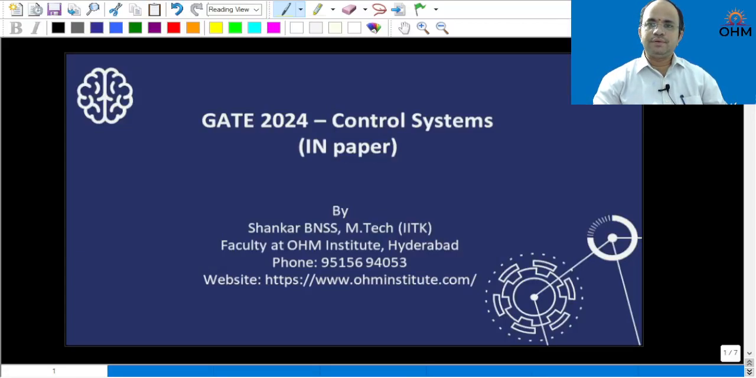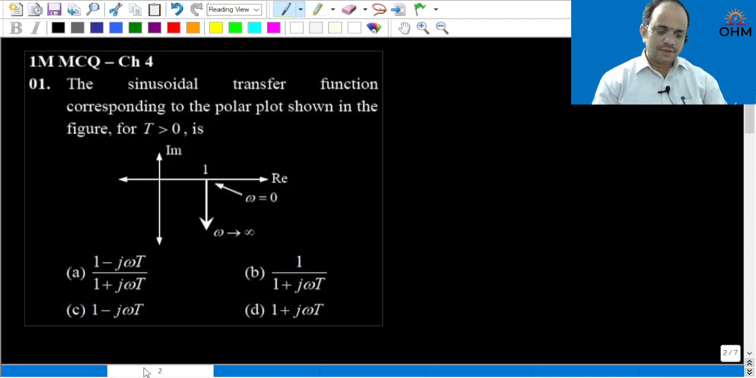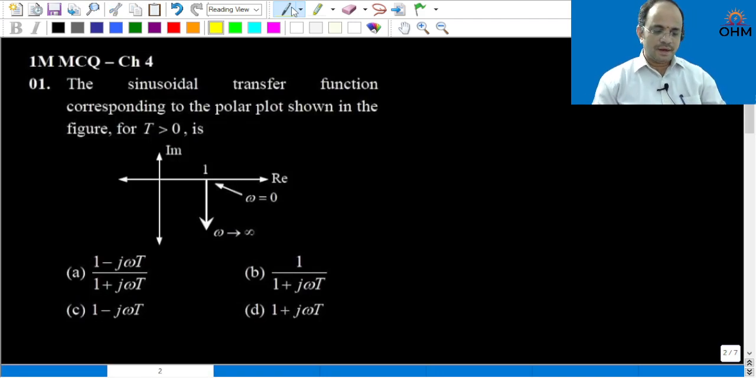In this video, I would like to discuss the detailed solutions of control systems questions given in the GATE 2024 paper, and this is from the instrumentation paper. Now the first question is a 1 mark question. In my lectures, it is from chapter 4, the frequency response chapter. The sinusoidal transfer function corresponding to the polar plot shown in the figure for t greater than 0 is.